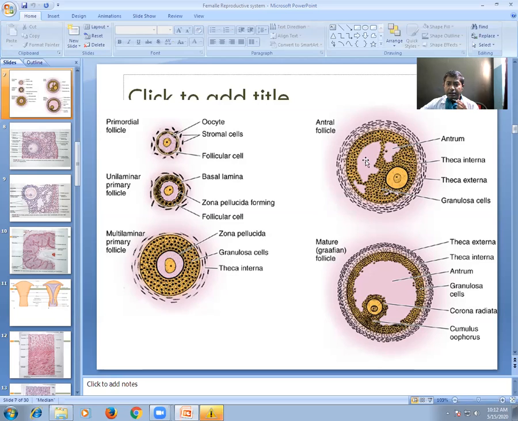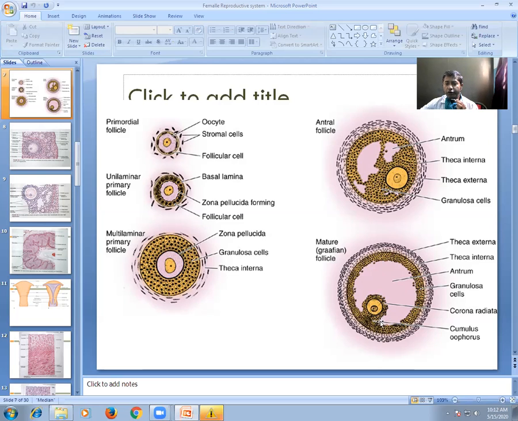But this is the secondary follicle, where a cavity appears. This cavity is known as the antral cavity, the antrum, also known as the follicular cavity. As soon as the follicular cavity appears, it is known as the secondary follicle. And this is the mature Graafian follicle. This cavity is well formed, and the ovum is shifted towards one side.